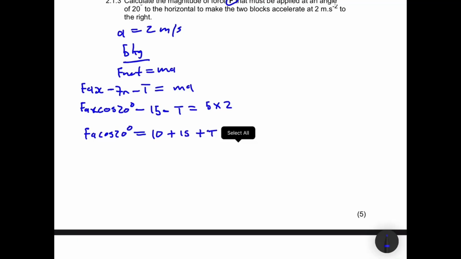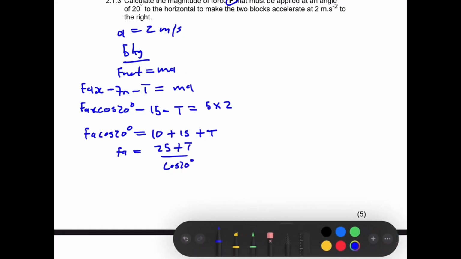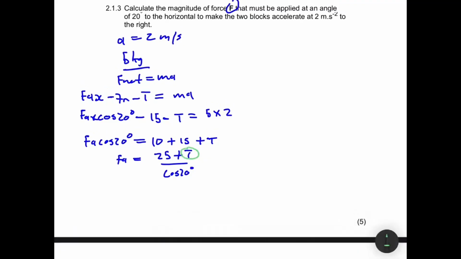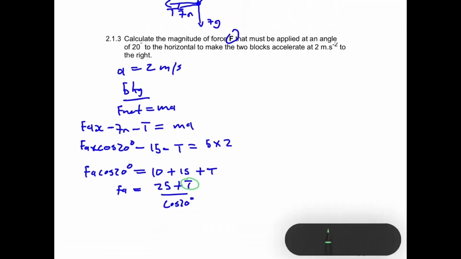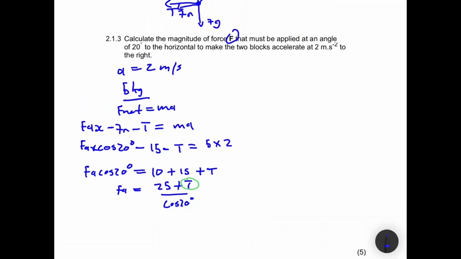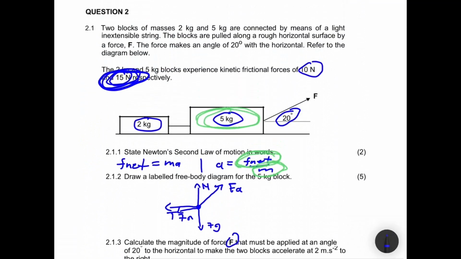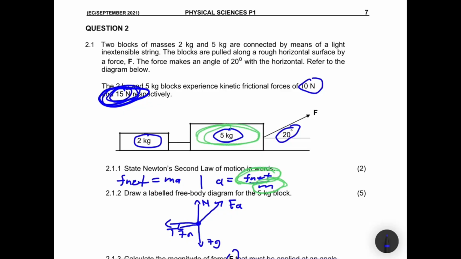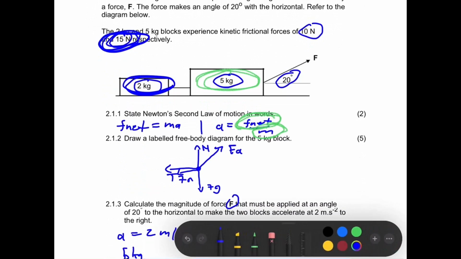So now we can divide both sides by cos of 20. So we're going to get force applied being equal to 25 plus the tension divided by cos of 20. So it's easy to see now that we just need the tension. If we get the tension, then we basically have the force applied, right? So we have already used the 5 kg block. What we can do now is to use the 2 kg block and see if we can get the tension from the 2 kg block.